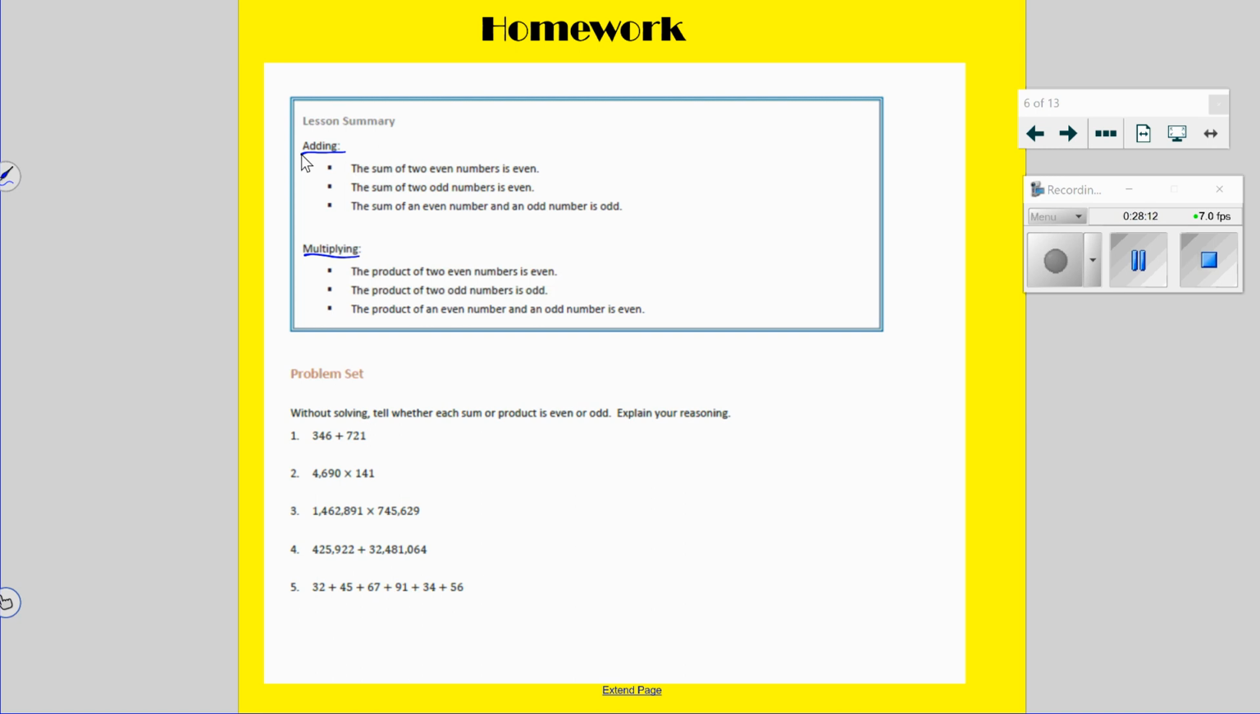We've done it in two different categories because the rules do change based on the operation. In adding, two even numbers is even, and that does work as well for multiplying. However, adding two odd numbers is even, but the product of two odd numbers is odd. It's changed. In adding, an even and an odd is odd. In multiplying, an even and an odd is even. So you have to think about what you're doing.